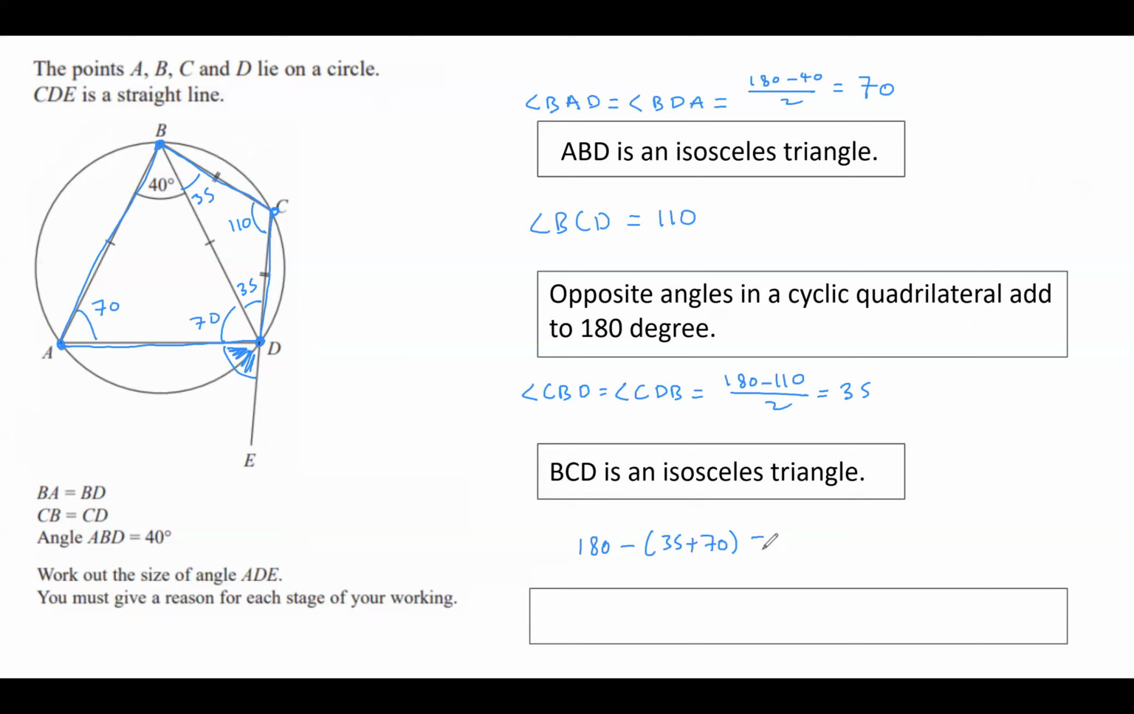That is going to give us the total here is 105. So we are going to get 75 degrees over here. And that is our final answer. And our reasoning is because angles on a straight line add up to 180 degrees. So the key circle theorem to use here is opposite angles in a cyclic quadrilateral.